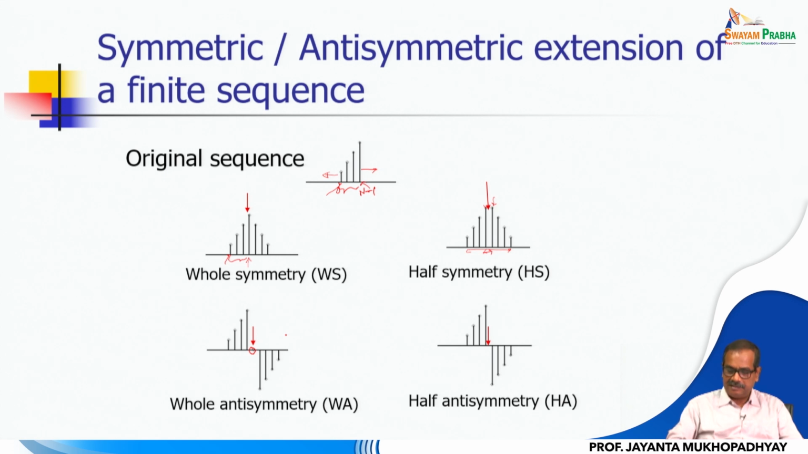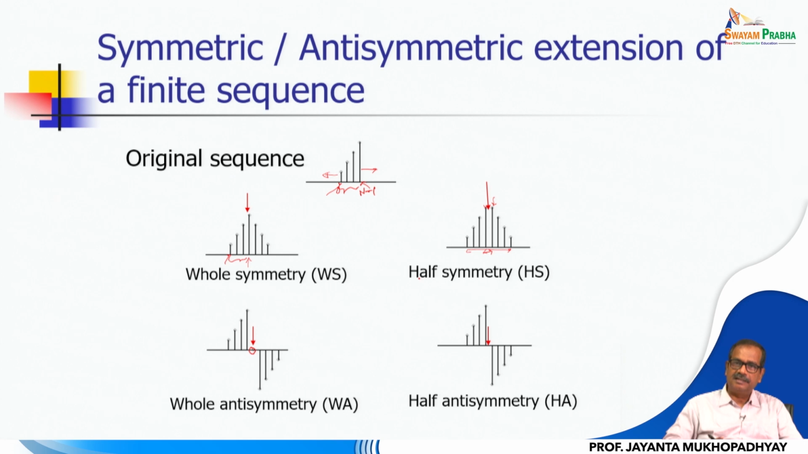And for half antisymmetry, you insert a functional value in between. And then if you make periodic extension, these functions become odd periodic functions. So with periodic extension, like whole symmetry and half symmetry, in both ends, you can make the function an even periodic function. So the cosine transform could be there, and with antisymmetric it could be the sine function.